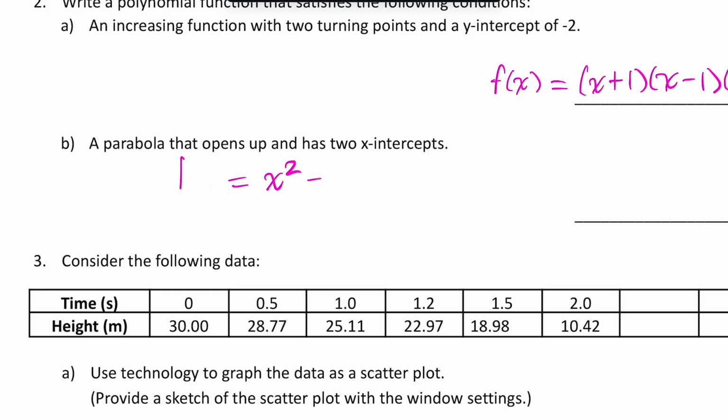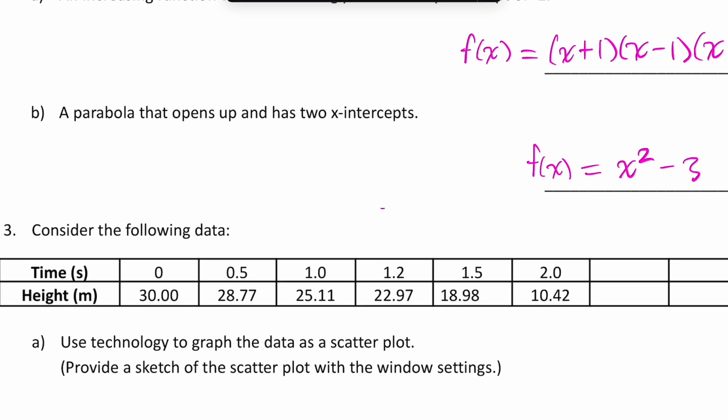f of x equals x squared minus 3. And that'll bring us down to -3, because that's our constant term once again. And it'll go like this, and it'll have 2 interception points there. Perfect. So just chuck that in our answer over here, and we can move on.